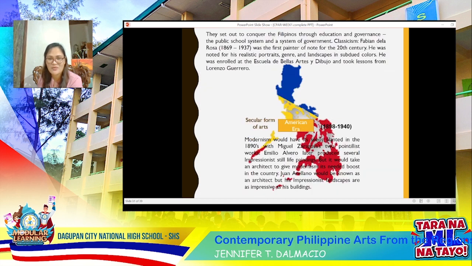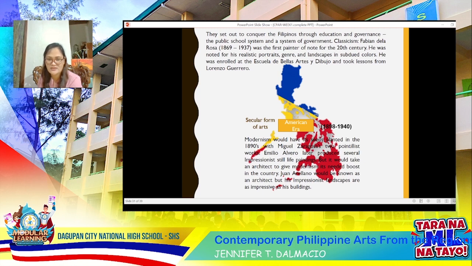Next is the American era, wherein the Americans set out to conquer the Philippines through education and governance, through the public school system and a system of government. We have a secular form of arts in this period, while Fabian de la Rosa, a classicist, was the first painter of note for that century. He was noted for his realistic portraits, genre, and landscapes in subdued colors.